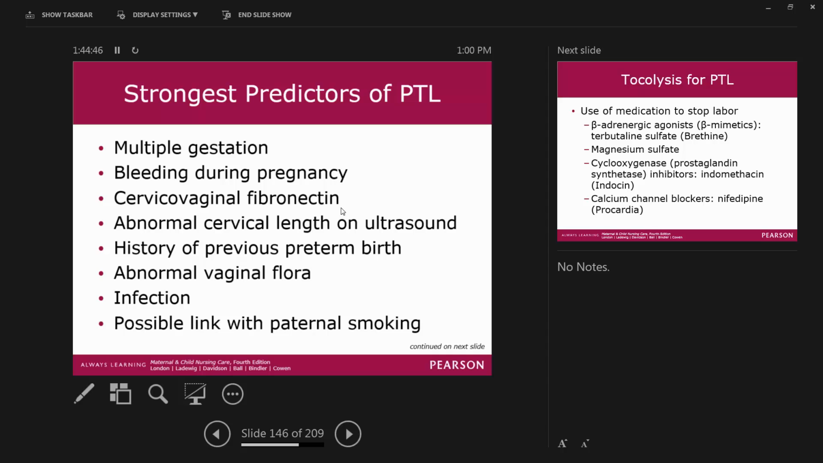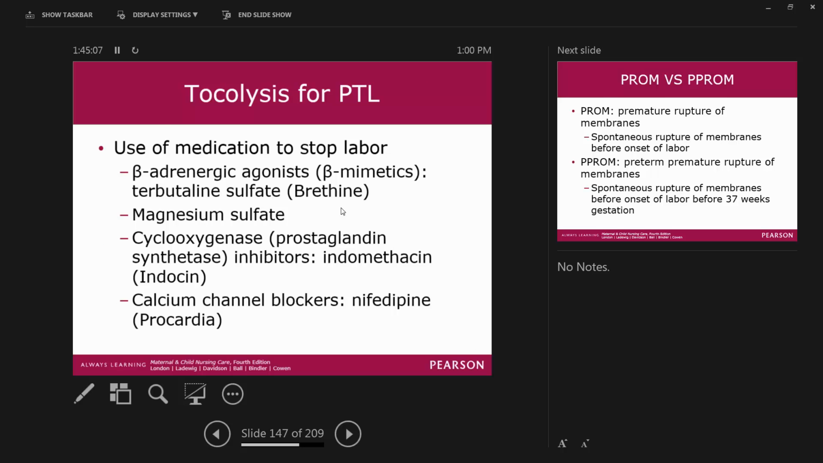Here are your predictors for preterm labor. I don't want you to memorize these. I want you to look at these and say, yeah, I could see why that would put someone in preterm labor. Like multiple gestation. How many babies has she got in there pushing down on her uterus and cervix and her membranes, causing her to go into preterm labor? So just try to put these things together instead of feeling like you have to do brute memorization.